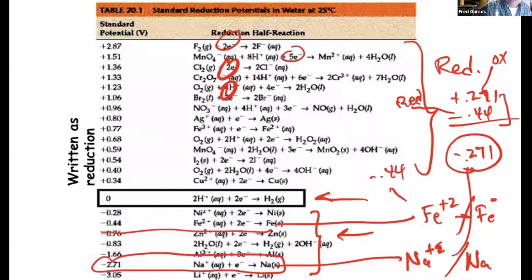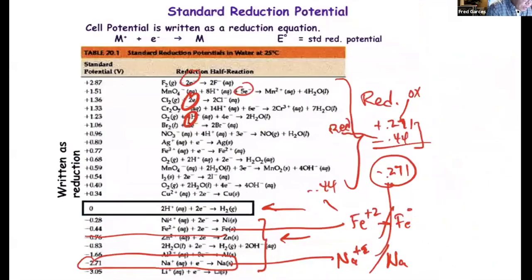Your most positive potential is going to be your most favorable reaction. Okay, your most positive potential is your most favorable reaction. So keep that in mind. So that's how you use this particular table. I'm going to clear this.